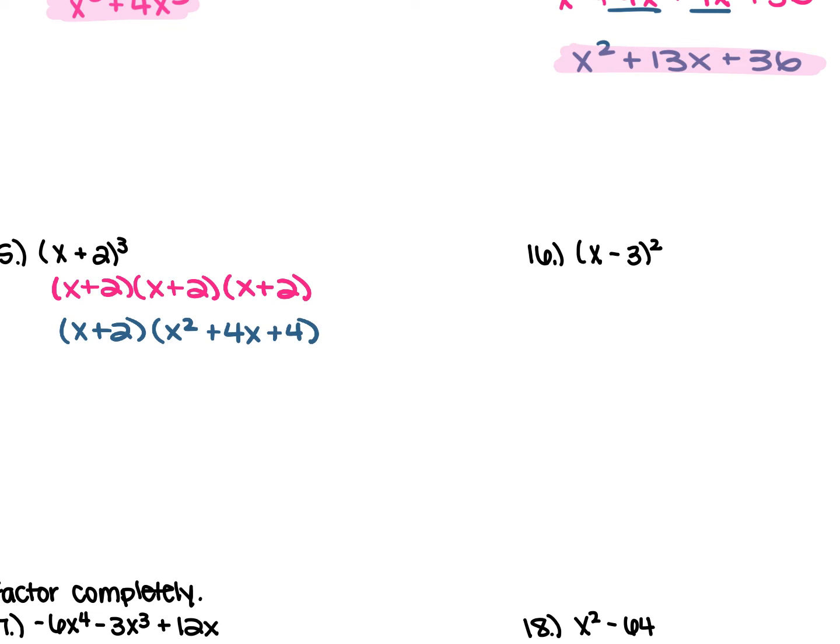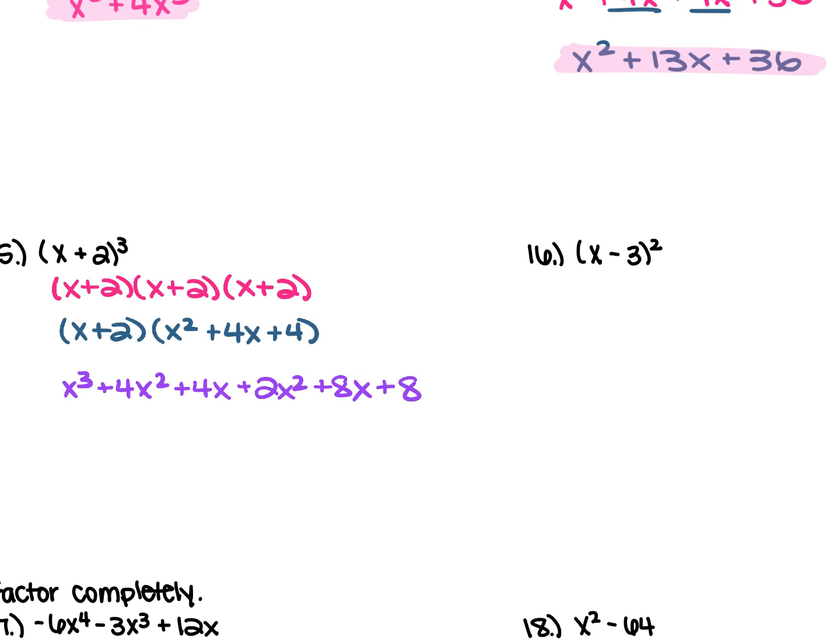From here, we multiply this out. So x times x squared is x cubed. X times 4x is 4x squared. X times 4 is 4x. 2 times x squared is 2x squared. 2 times 4x is 8x, and 2 times 4 is 8.